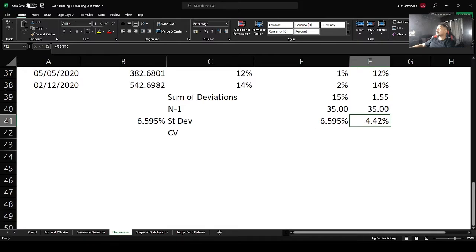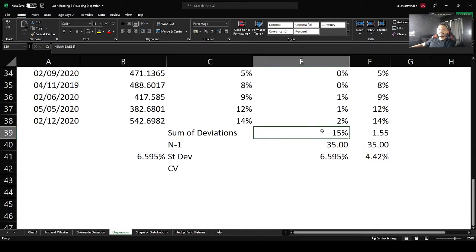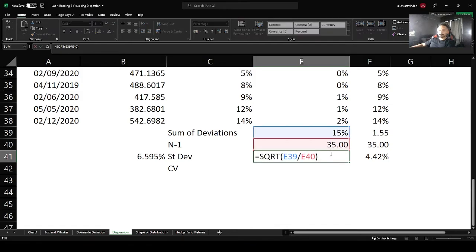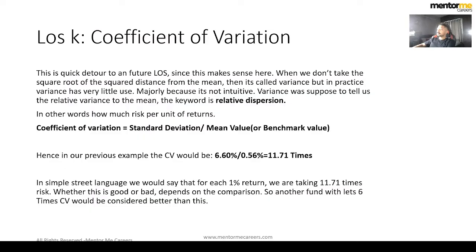Now, if you did not unsquare this, so when we did the sum of deviations, if you just took the sum of deviations divided by, let's say, 35, then this is called variance. And variance has actually no real applications because you can't really interpret variance. So that's the reason why you unsquare it and you use standard deviation as a measure. So this is standard deviation and mean absolute deviation. Range, you already understood, the maximum and the minimum difference in the value.